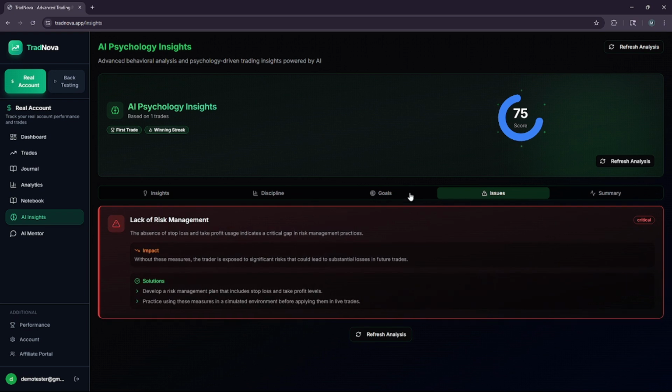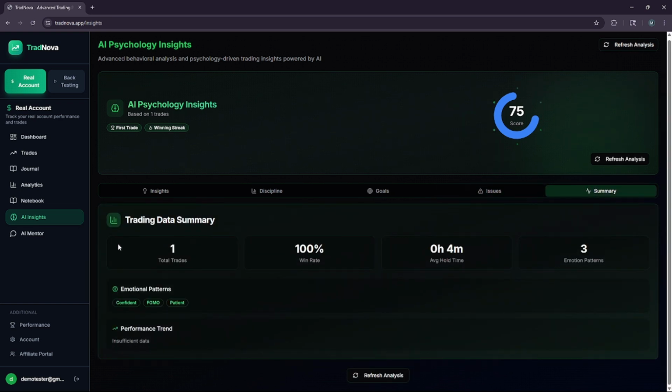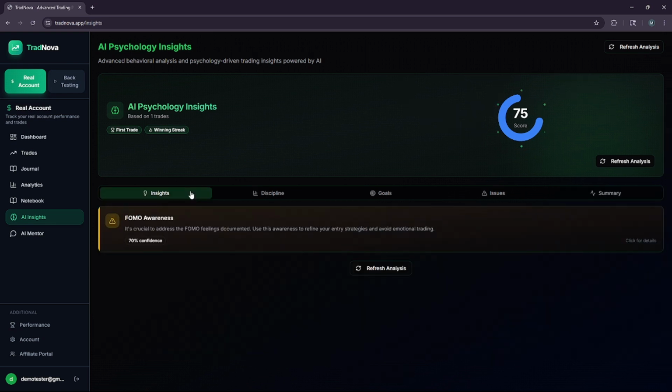So as you guys can see, it does take data from your trades, your dashboard, everything throughout the app. Lack of risk management, gives you solutions to solve your problems, and the overall summary. I think this is very convenient. I think it'll help someone a lot. You introduce them to things they didn't even know they maybe had. And yeah, so the next thing, guys, is the AI mentor.